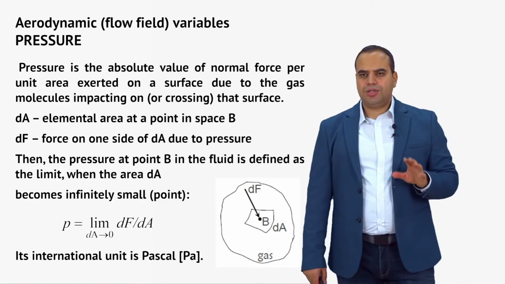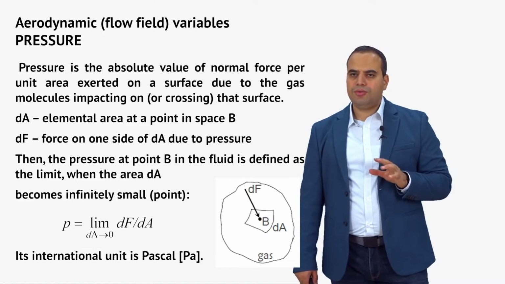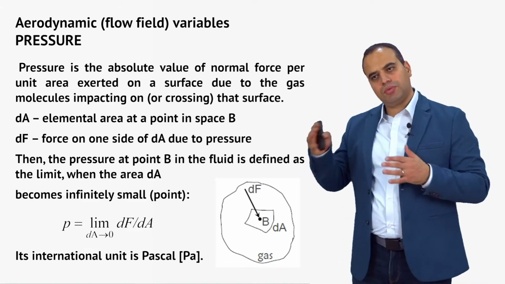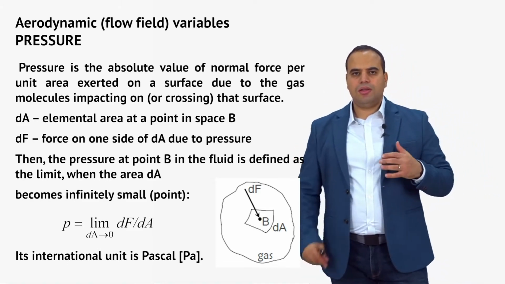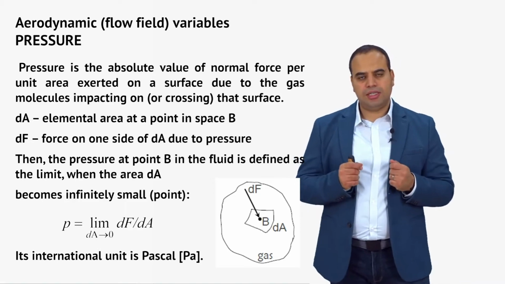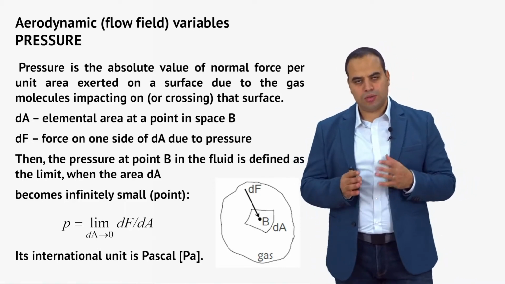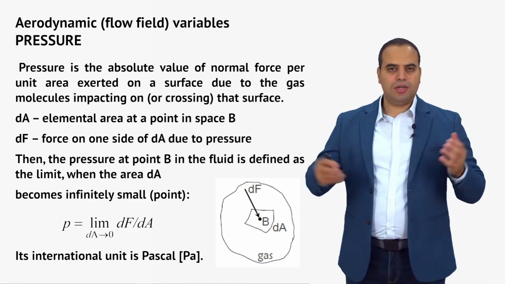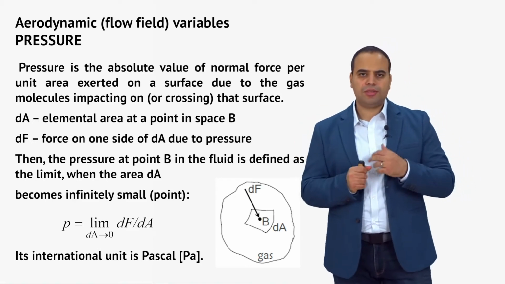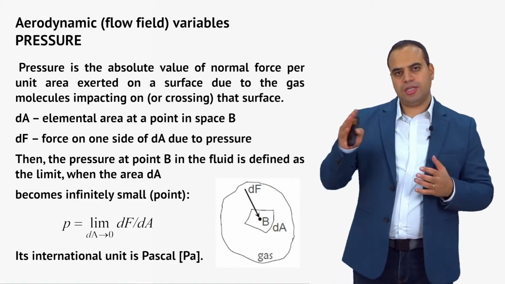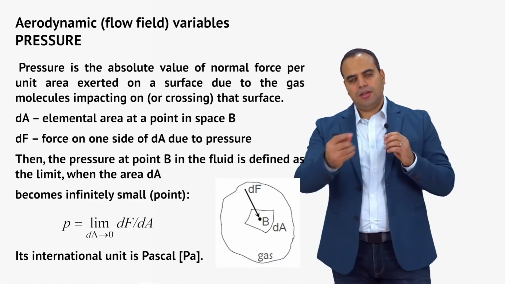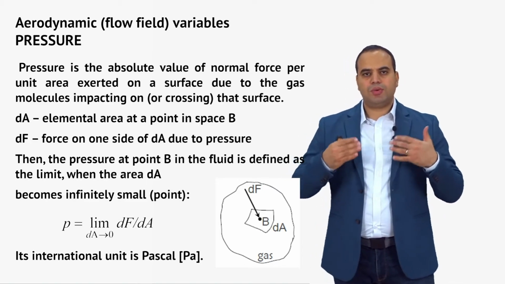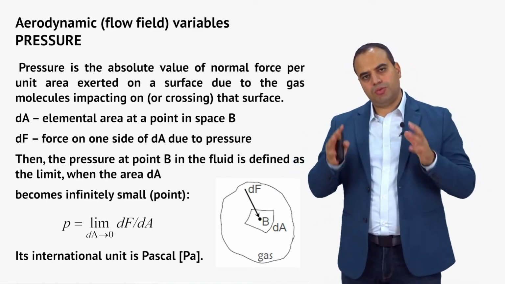So let's start with the pressure. It is the absolute value of normal force per unit area exerted on a surface due to the gas molecules impacting or crossing that surface. The basic definition of a gas, as opposed to a solid or a liquid, is that the gas particles are not connected to each other. Every particle is tumbling around, not having to do with other particles. And by having very low interaction between the particles themselves, the particles interact with any surface or any object we place inside that gas.